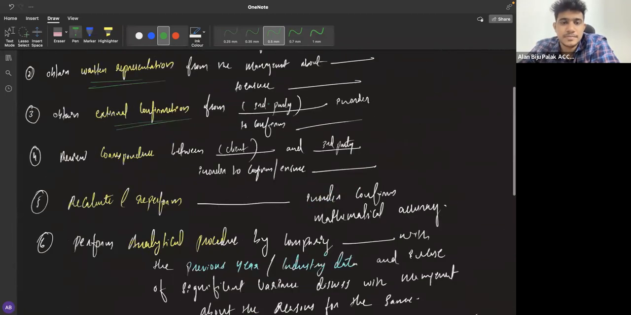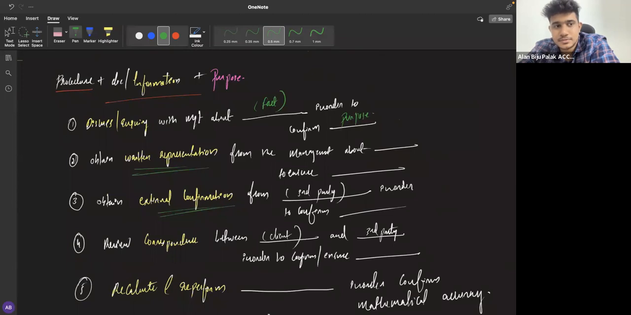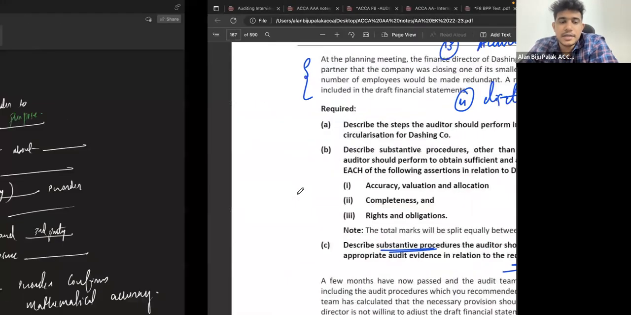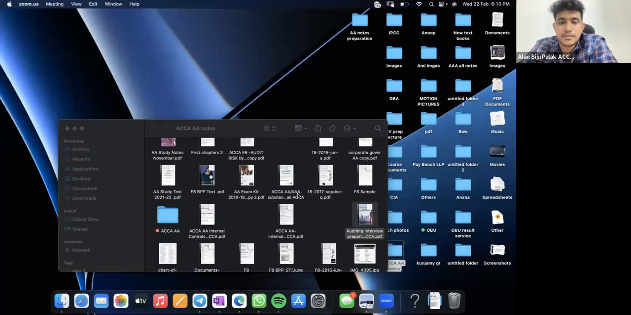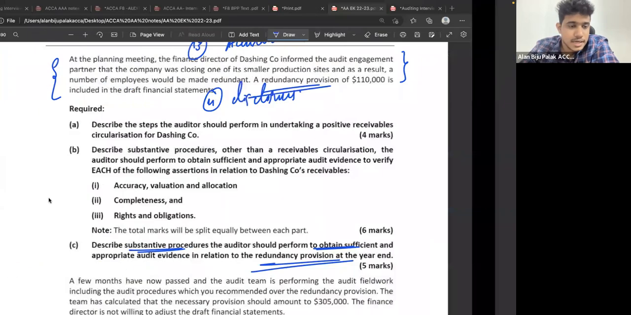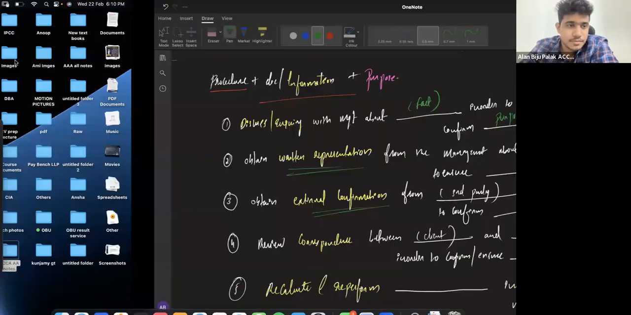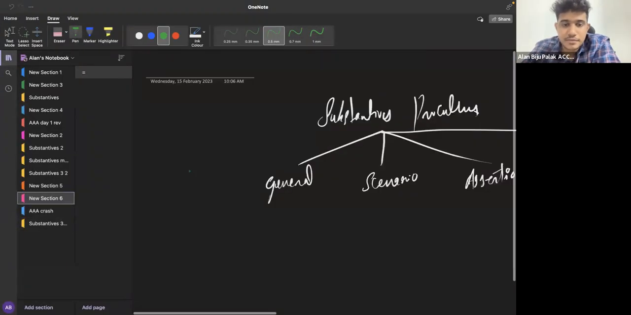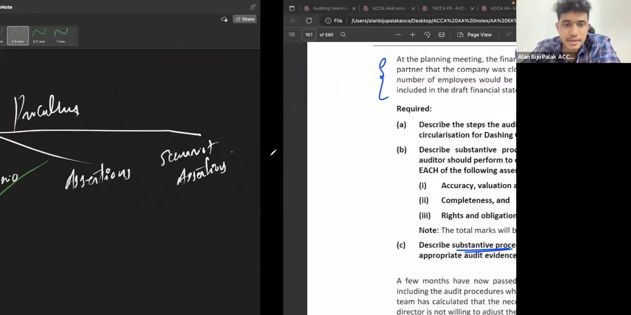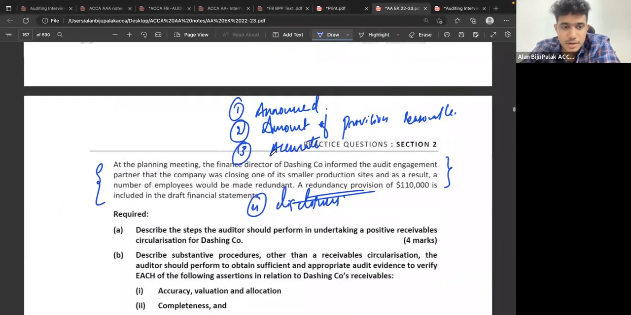Is that clear, everyone? Yes, sir. Okay, fine. So now we have already discussed a scenario where the examiner is asking us to write the scenario specific substantives. So we have covered that area. We have got a question on scenario specific substantive. Then next one.